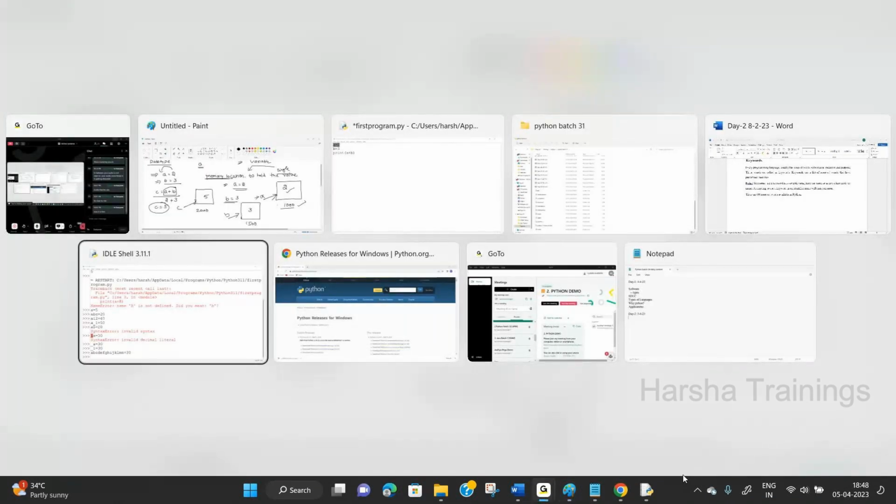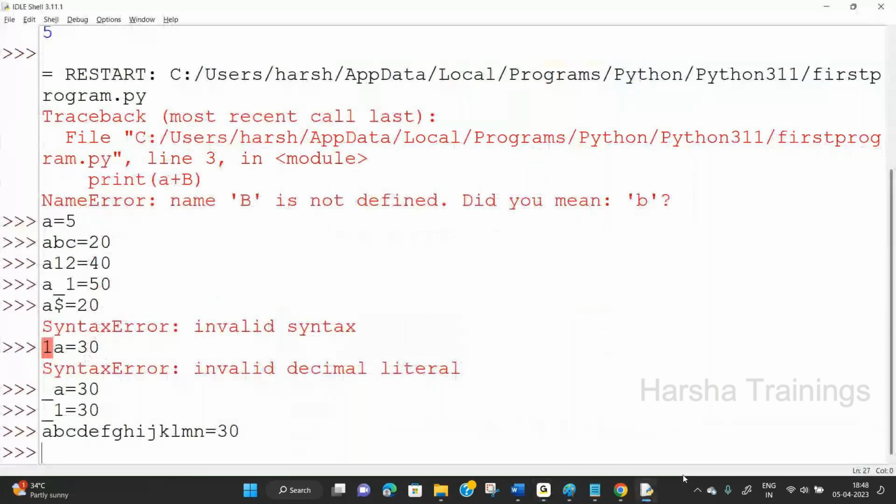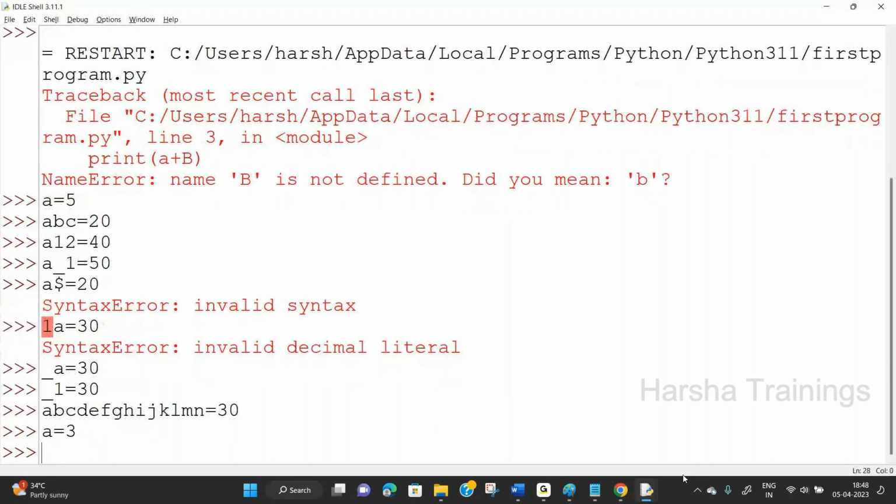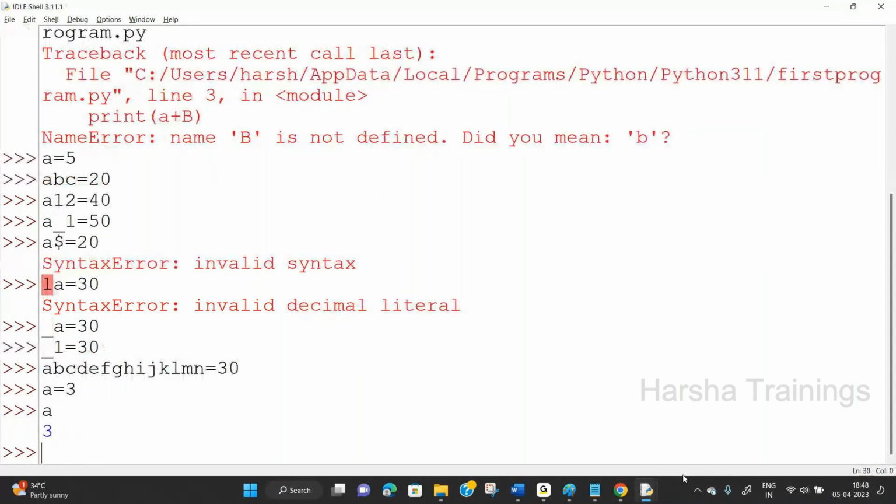Go to this IDLE, I will show you. a = 3. A variable is created successfully. If you print A directly, if you write the variable name, what is the output? The value present. Remember, in script mode you need to write print(a). In the interactive mode you can directly write a.